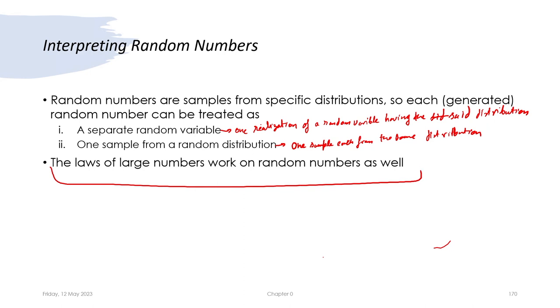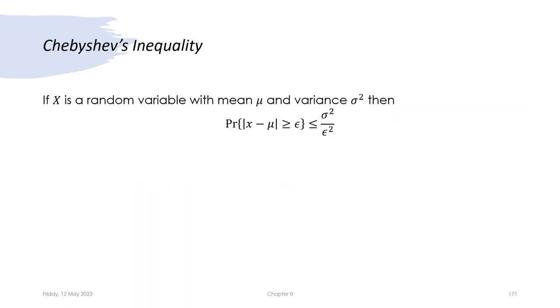The first law of large numbers that we are going to talk about, which we will not simulate, is the Chebyshev inequality, which says that if X is a random variable with mean mu and variance sigma square, then the probability of the absolute value of X minus mu being greater than epsilon is this. Since we are not going to demonstrate this using MATLAB, we will simply prove this.